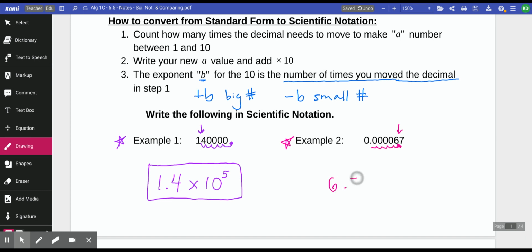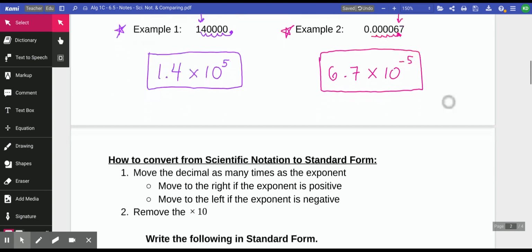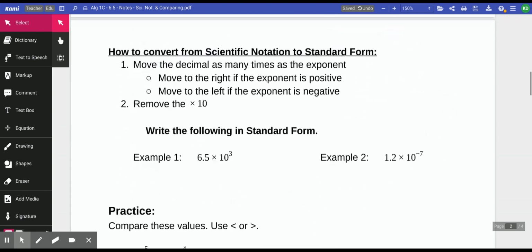So we're going to write 6.7 times 10 to the, well, the only difference here is this is a very small number, so we're going to make this a -5. Those are two great examples to look back at whenever you have questions on which way to move your decimal point, or how to write your exponent. Remember, you can always pause these notes and go back at any time.